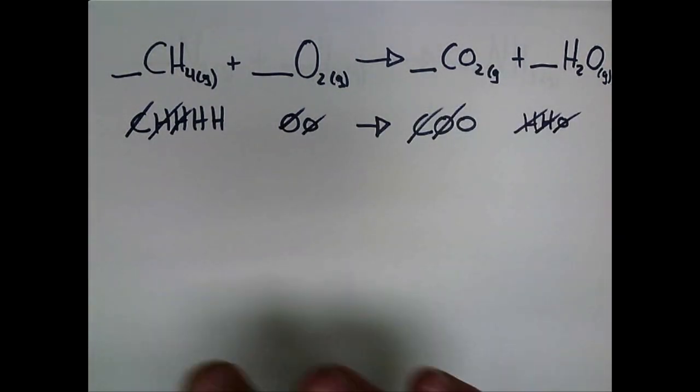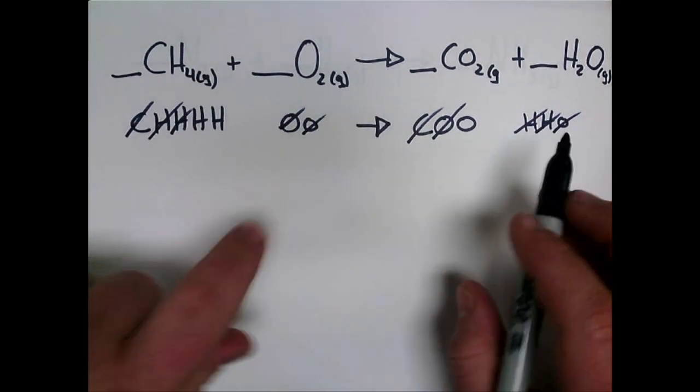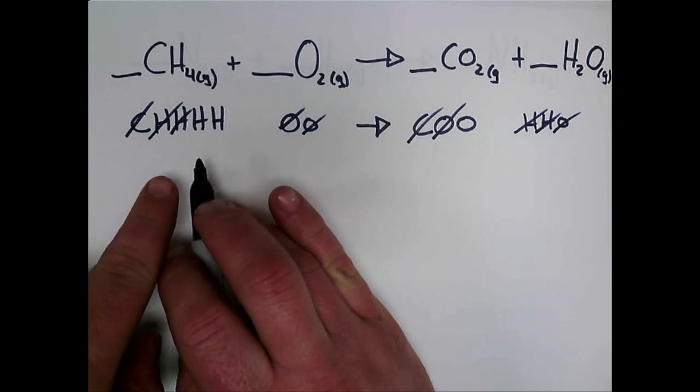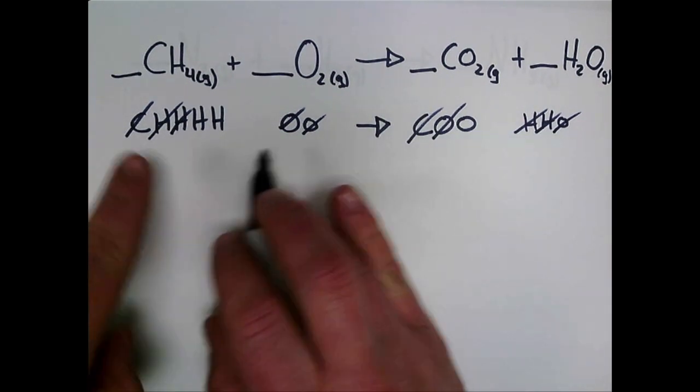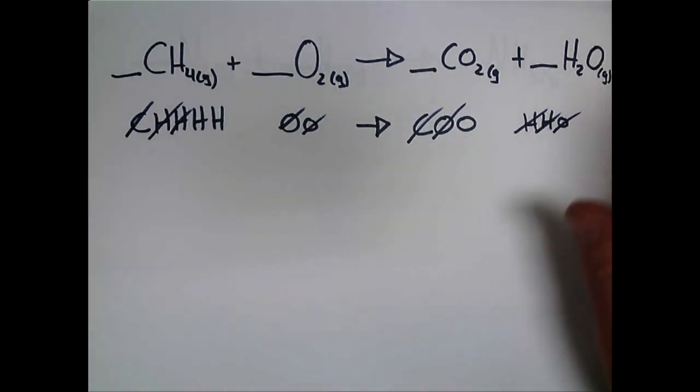So now I'm going to look at what is not the same on both sides. I have no more hydrogens to cross off, but I still have hydrogens over here. And I have no more oxygens on this side to cross off, but I have an oxygen over here. So I'm going to start with the hydrogen. Just do one element at a time.